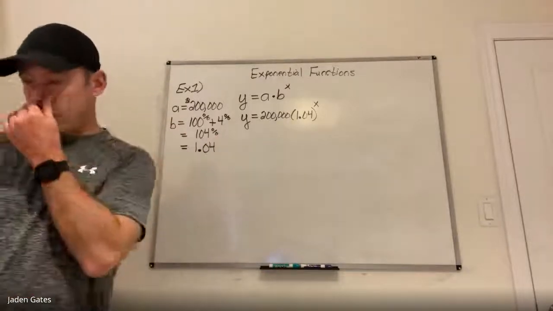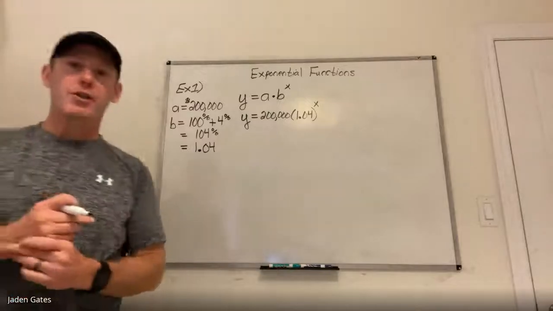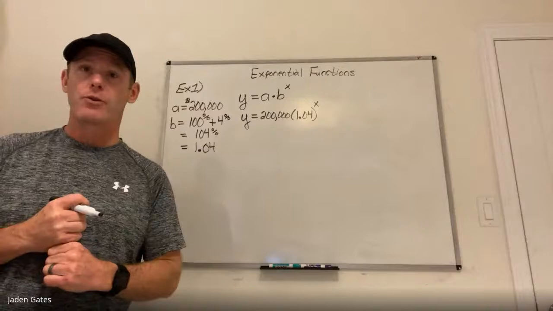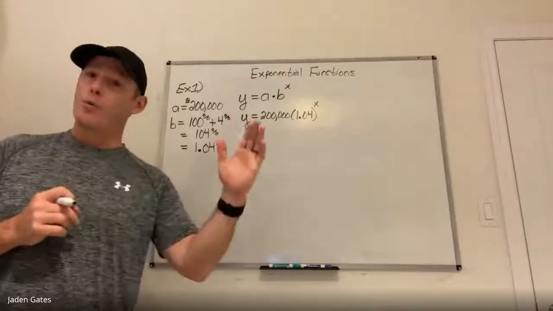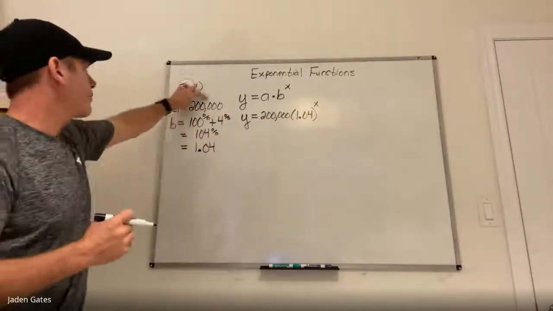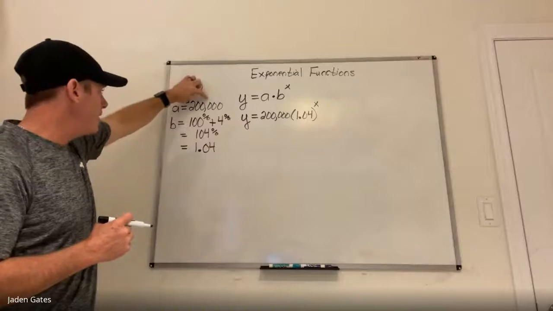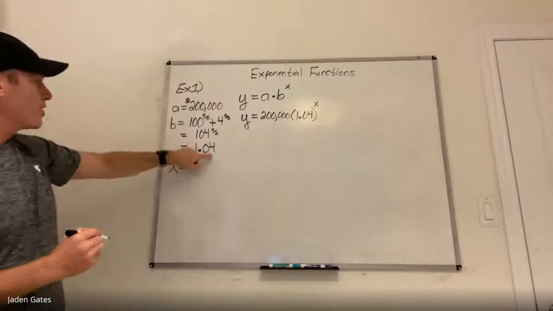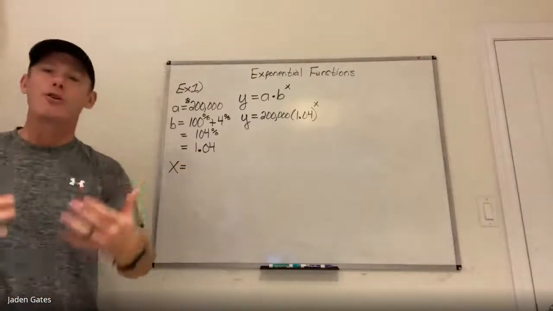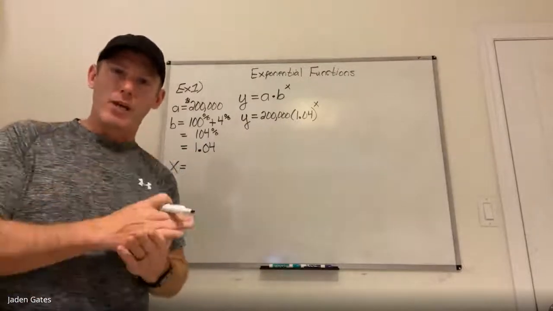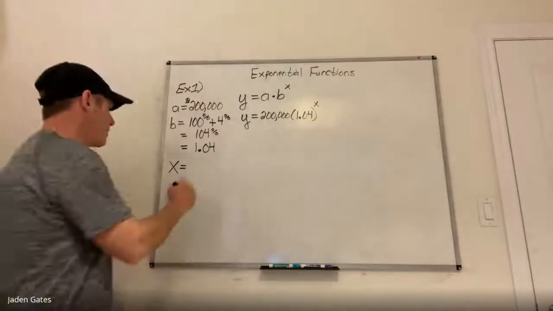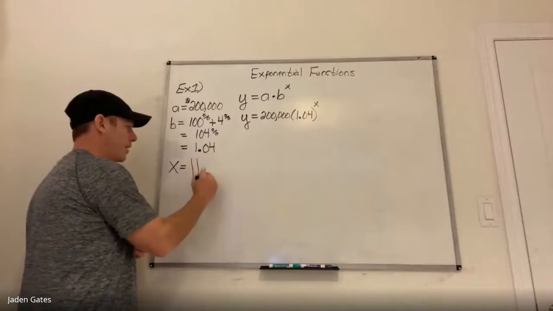Now the question further says, how much is the house going to be worth at the end of 2021? We know the price of the house after 2010, and because it's increasing at 4% a year, we want to know how many years have gone by. Well, between the end of 2010 and the end of 2021, 11 years go by.